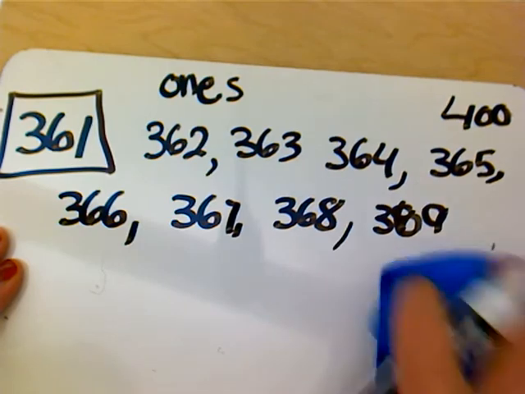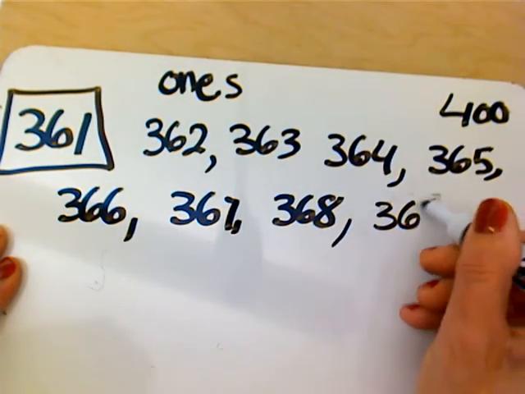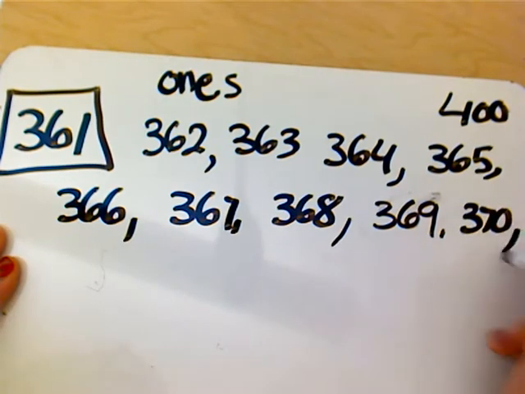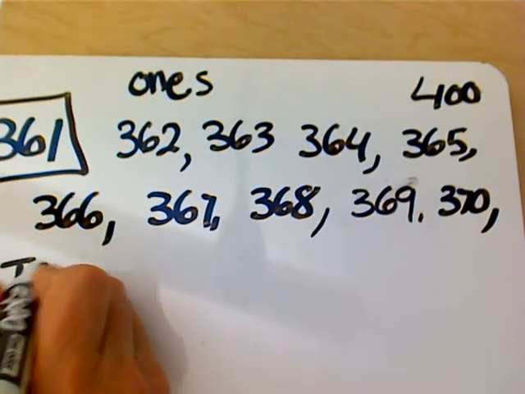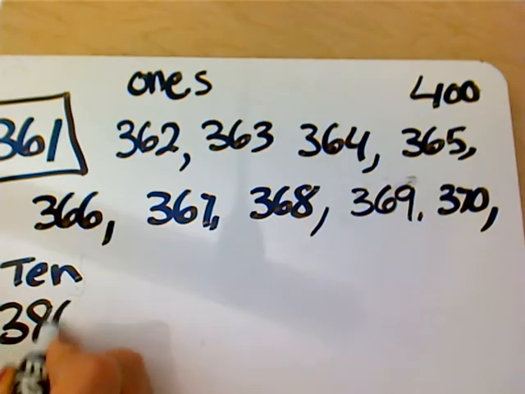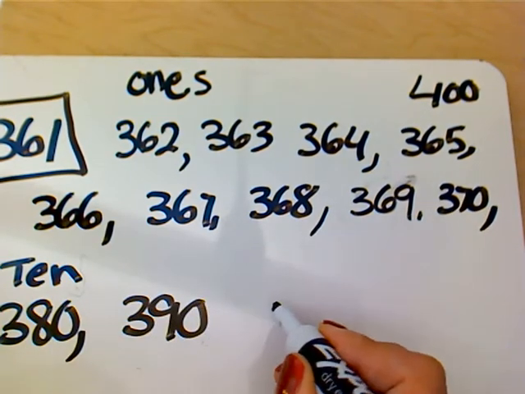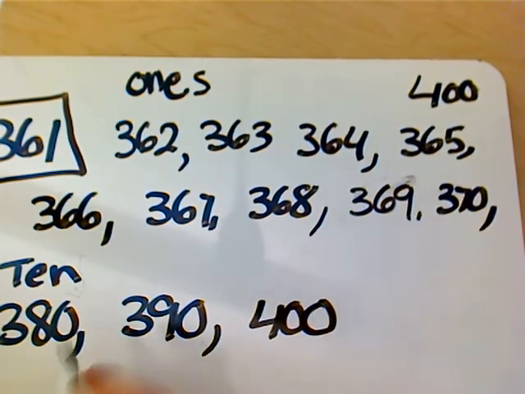369. That's really bad, mister. 369. Oh, finally a benchmark. 370. Whew. I think I'm going to stop counting by ones because now I could count by tens. 370, 380, 390, and hallelujah, I finally made it up to 400, which was as far as I had to go.